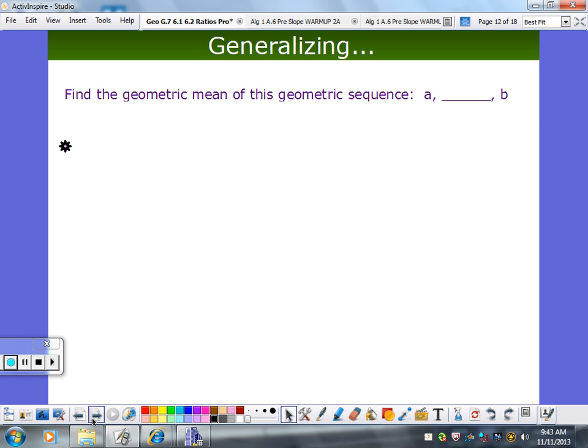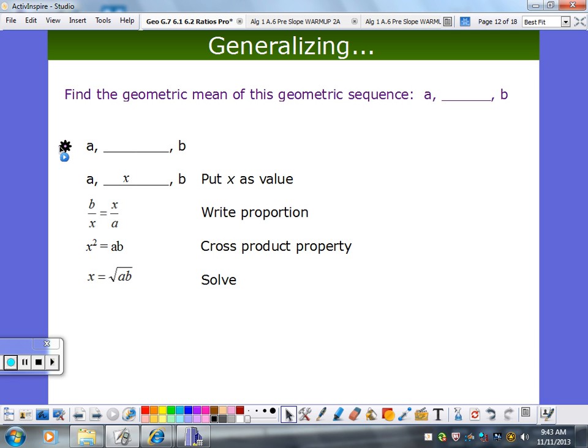Let's see if we can maybe find a more orderly way. If you have an A on one side and a B on the other, how do we find what goes in that middle? I don't know what it is, so let's put an X there. Now, what do I know about the common factor? This divided by this is the same as that divided by that. So I created a little proportion. B divided by X equals X divided by A. Makes sense. Do we believe that?